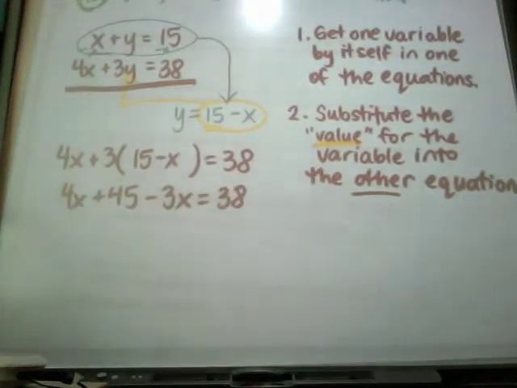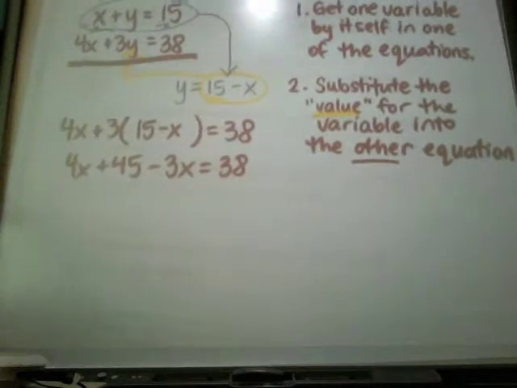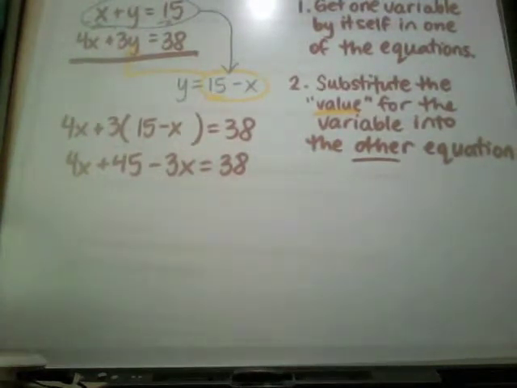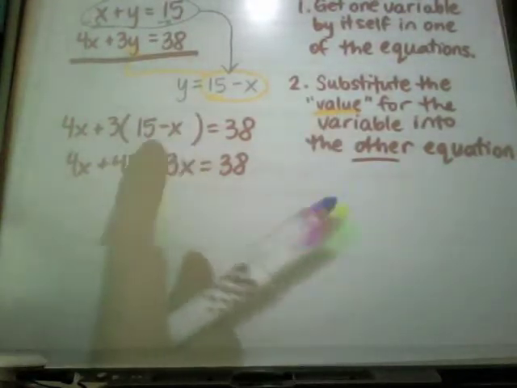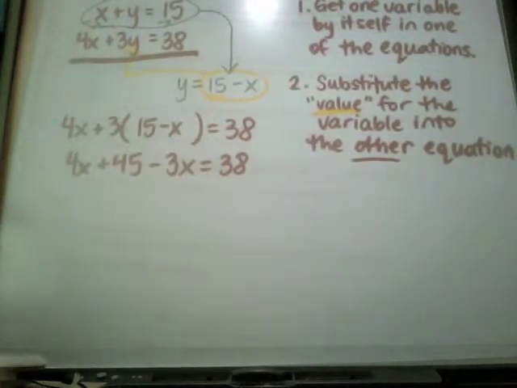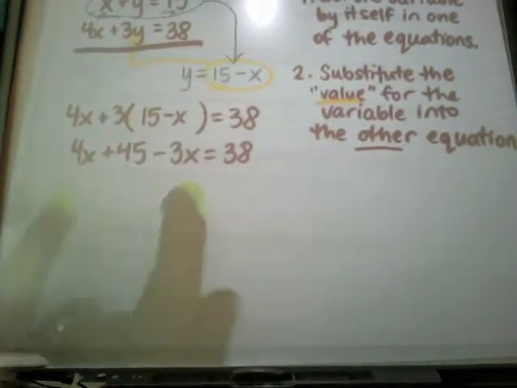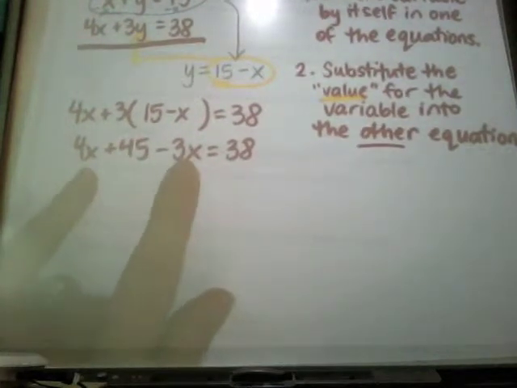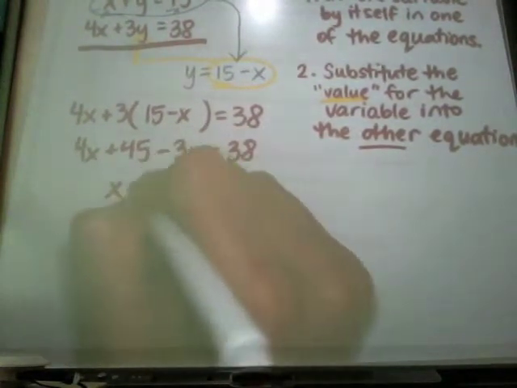Look at what happened. I only have x's now. I can solve for x. There's no more y in this because I took out the y and I plugged in what I know is equal to y in its place. So first let's combine like terms on the left side. 4x minus 3x makes 1x.